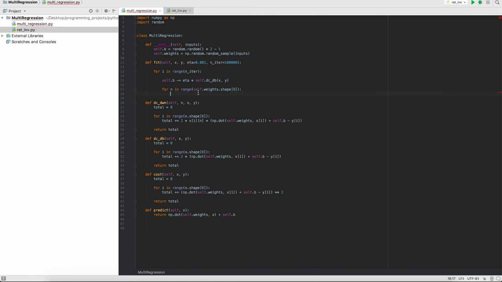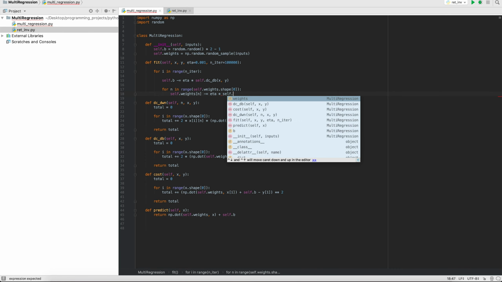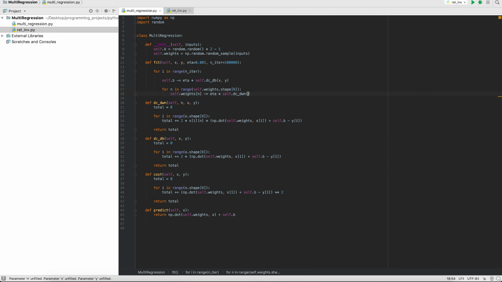And what do we want to do? We want to say, well, self.weights[n], meaning the nth weight, minus equal eta, which is our learning rate, times the derivative of the cost with respect to the nth weight. So we have to pass n, x, and y. So this will return the derivative of the cost with respect to the nth weight. Remember that with the derivative of the cost with the nth weight, the only thing that changes is this. And obviously this is the only thing that the n is affecting, which value of x will multiply it by.